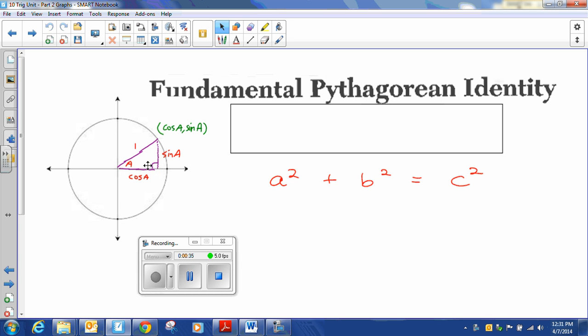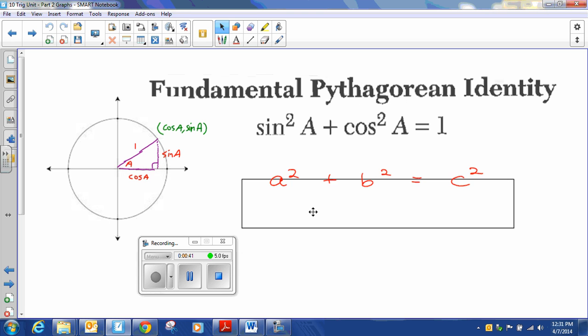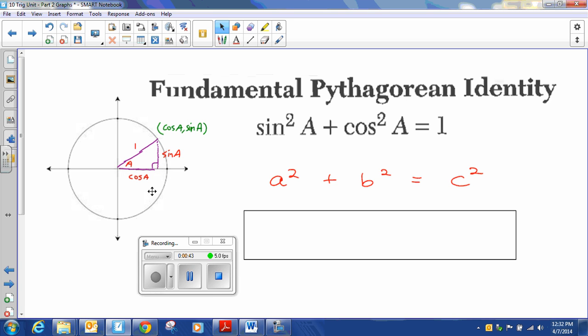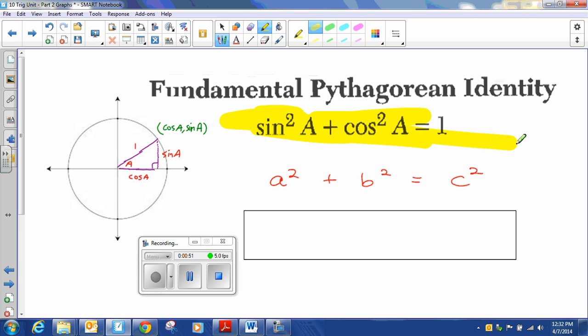So if you apply the Pythagorean theorem to this, you get sine A squared, or sine squared A, plus cosine squared A equals 1 squared, which is just 1. So this, ladies and gentlemen, is the essence of today's lesson right here. Sine squared A plus cosine squared A equals 1.